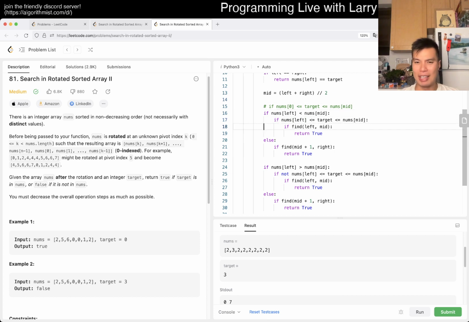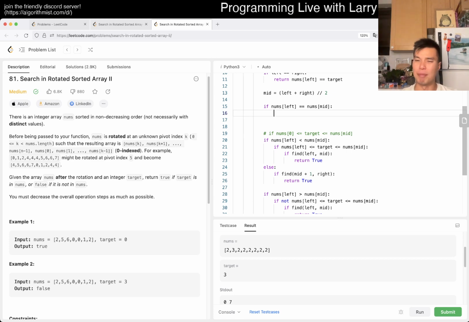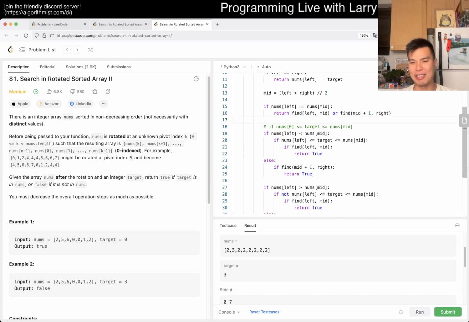I think what I tried to do is too sneaky. What happens is that if mid is equal, you really don't know any information, so you have to do a recursion in both halves. I could still write it in such a way that this is true, but the way that I wrote it is a little bit awkward. So now we return find left mid, or find mid plus 1, right? I think I was trying to be too clever.